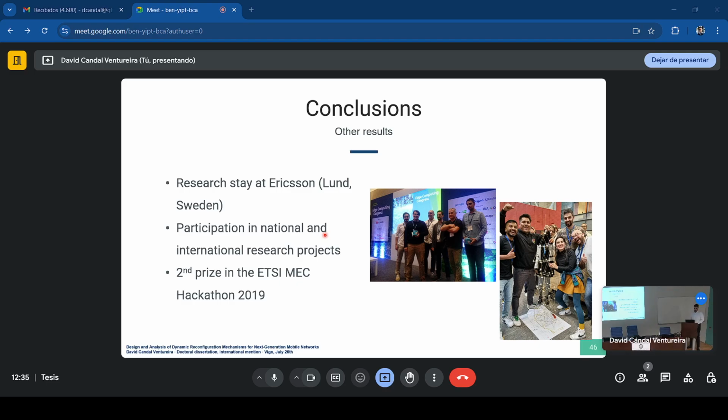And finally, during this thesis, I also developed a testbed that helps to visualize easily how edge computing can improve performance. This system was awarded the second prize at the ETSI MEC Hackathon in London in 2019. And today, one version of this system is displayed at the Vodafone headquarters in the United Kingdom.